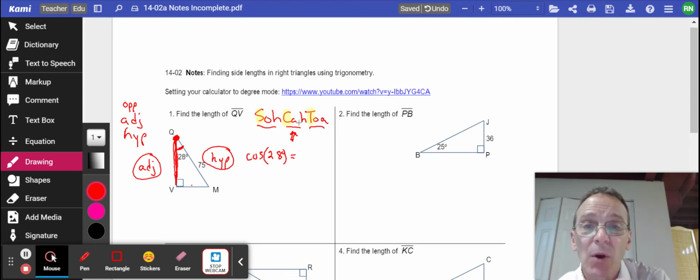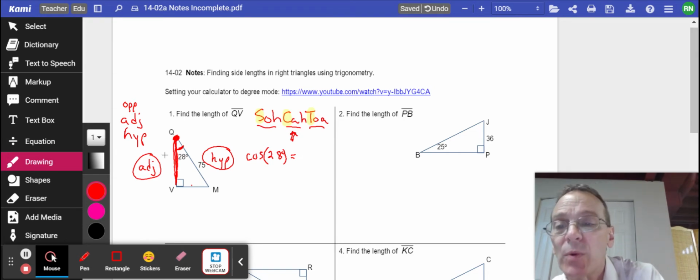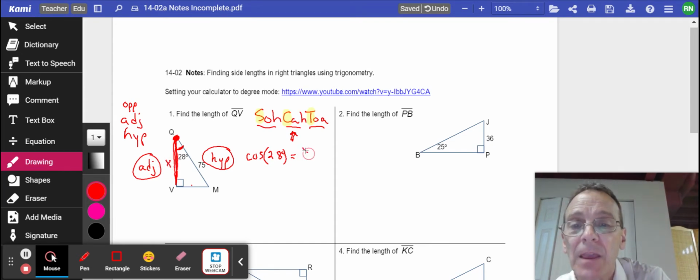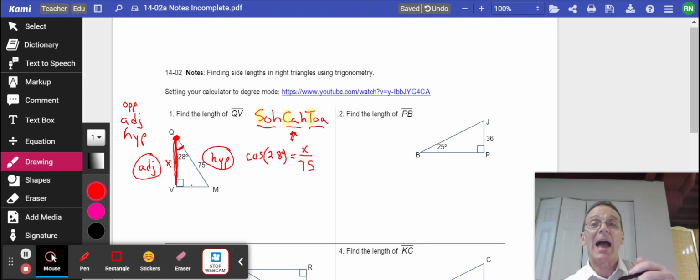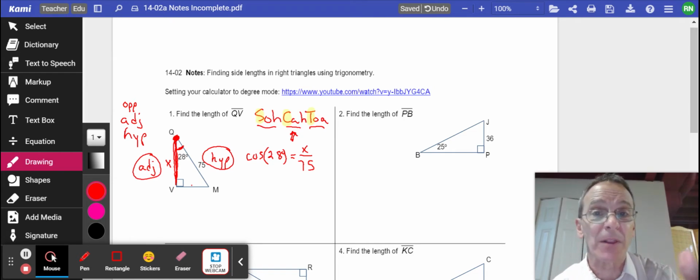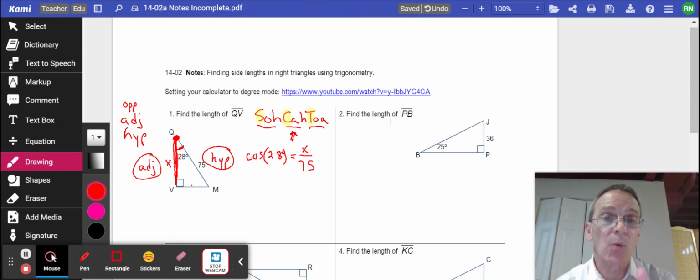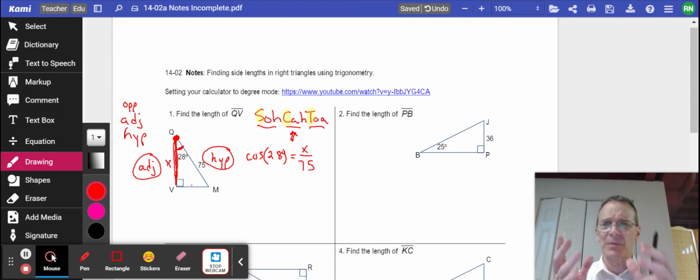And then SOHCAHTOA reminds us that the cosine of that angle measure is equal to the adjacent side, which we don't know right now. Let's call it x, divided by the hypotenuse, which we do know is 75. So you've got to learn how to generate this equation from scratch, okay? And now notice this equation only has one true variable in it, that's the x, although that cosine of 28 degrees might look very, very mysterious to you.